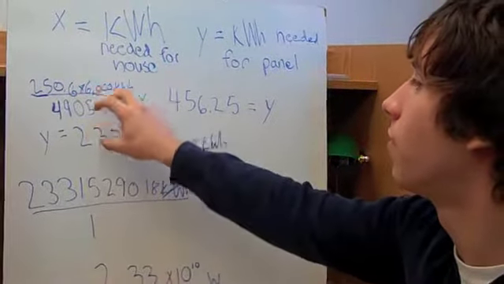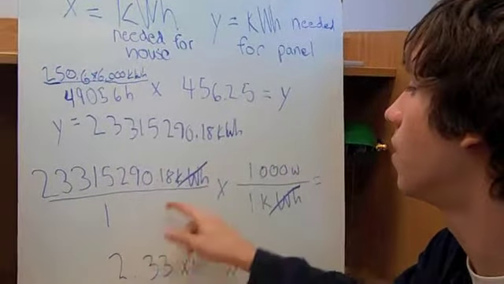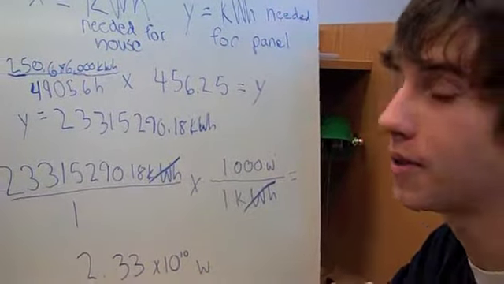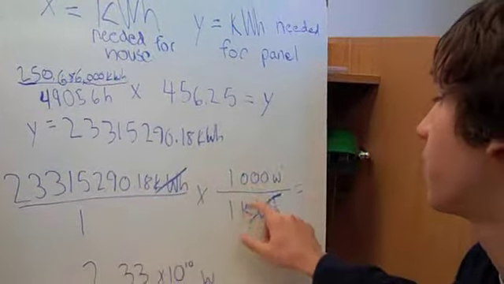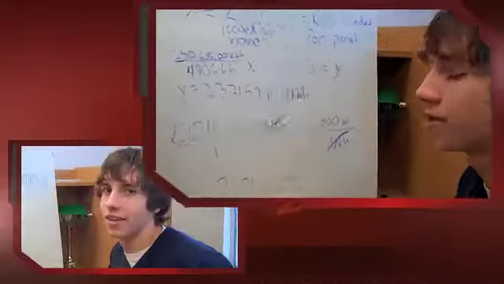Now that we found x, we also have the amount of sunlight hours per year. We divide this, and then multiply by this number to find y. Since this is in kilowatt hours, we need it in watts because solar panels are rated in watts, not kilowatts. So we use a factor label and multiply by 1,000 watts, and that equals this number down here. That's how many watts we need.